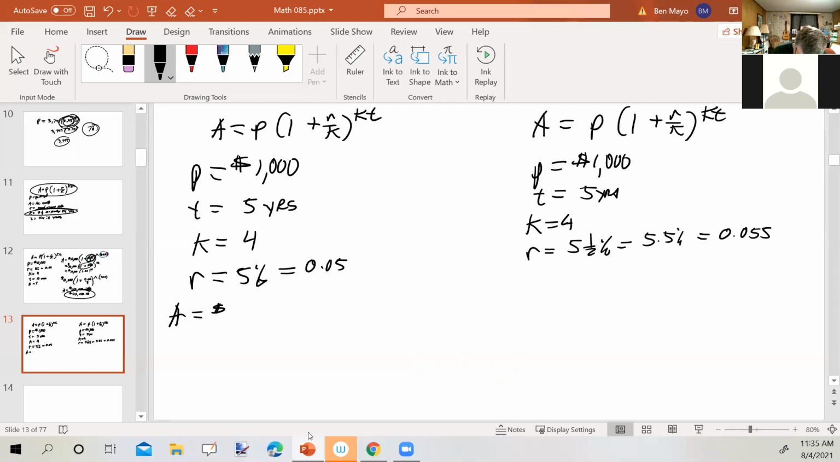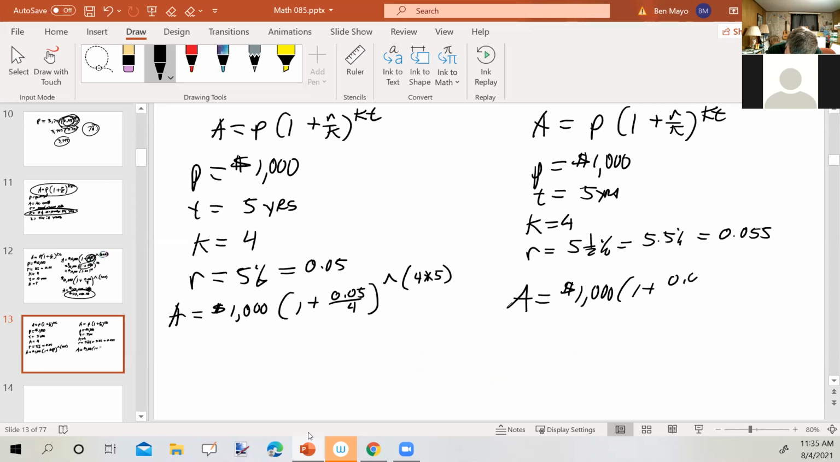All right, so here we've got A equals $1,000 times 1 plus 0.05 divided by 4, all raised to the 4 times 5 power. And over here, A is going to be $1,000 times 1 plus 0.055 over 4 raised to the 4 times 5 power. And 4 times 5 is exactly 20. That's nice. Probably I would have just written 20 instead of 4 times 5.